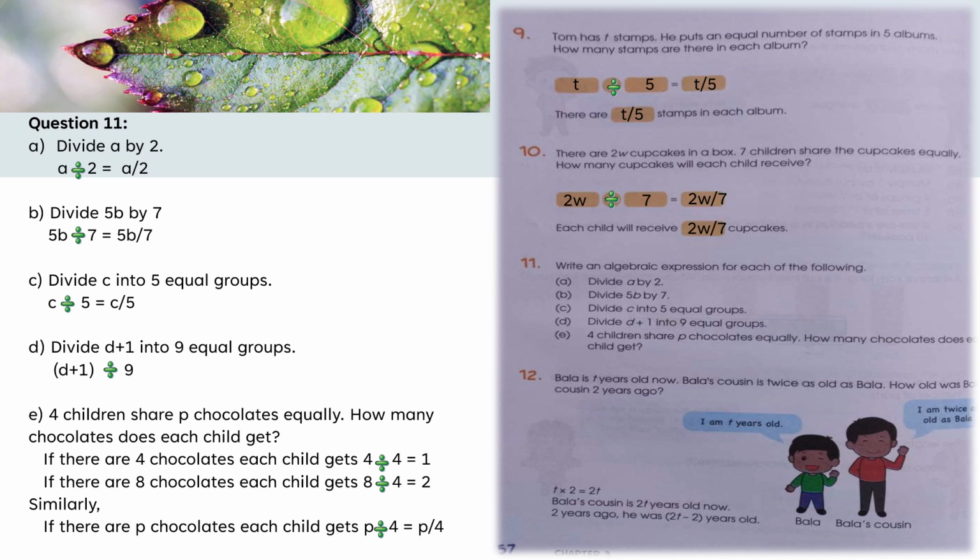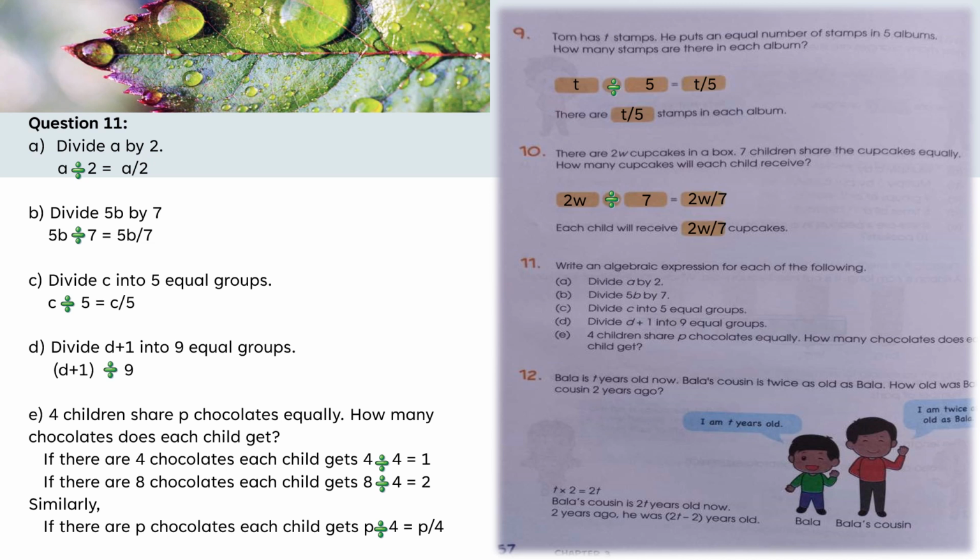In part E, there are 4 children. They share P chocolates equally. How many chocolates does each child get? Let's see, if there are 4 chocolates, then each child gets 4 divided by 4, or 1 chocolate. If there are 8 chocolates, then each child gets 8 divided by 4, or 2 chocolates. Similarly, if there are P chocolates, then each child gets P divided by 4.